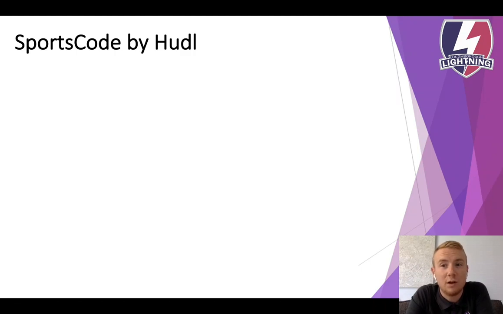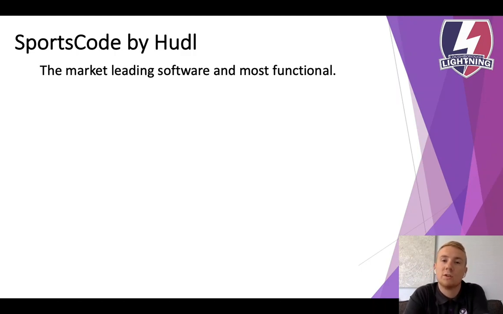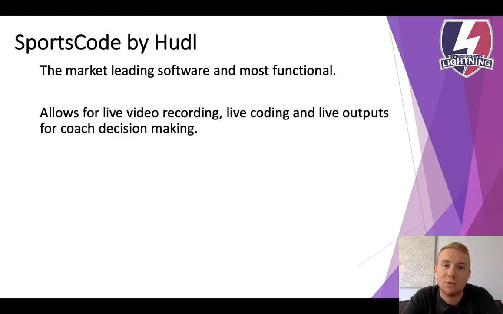Now, in our professional Lightning setup, we use a product called SportsCode, which is manufactured by a global company called Hudl, who we at Loughborough have got a fantastic relationship with, and it's a fantastic software that gives us great flexibility to do exactly what we need to do in our professional setup. SportsCode is the market leading software, and it's the most functional software. So that's why we've chosen to go with it, because it gives us great ability to do the analysis we need to. What SportsCode will allow us to do is record our video live, which means we can then do live coding and then also provide live outputs to the coaches and players to make decisions on.